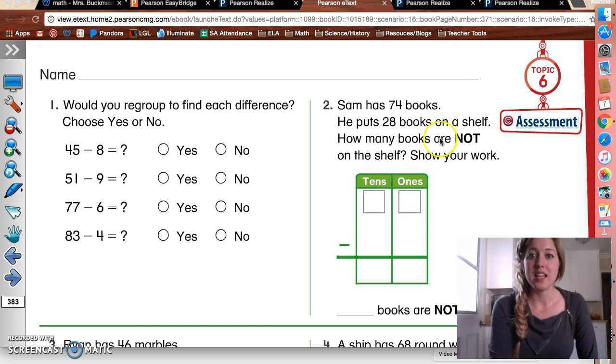Number 2 says, Sam has 74 books. He puts 28 books on a shelf. How many books are not on the shelf? Show your work. So you are solving. Sam has 74 books. He puts 28 on a shelf. How many books are not on the shelf? Pause and you can solve.